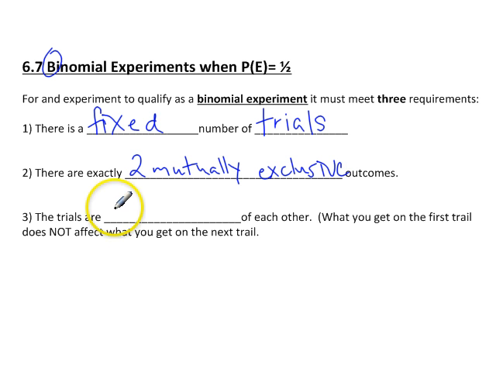Also, the trials need to be independent of each other. So what happens on the first trial cannot affect what happens on the trials thereafter.